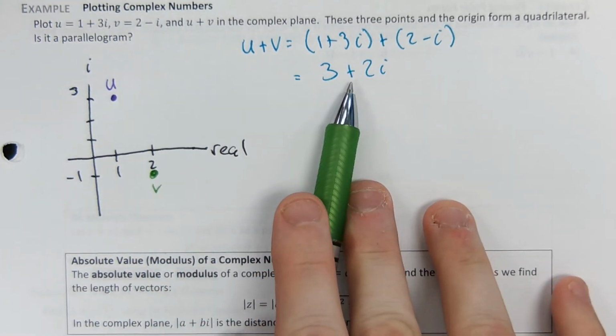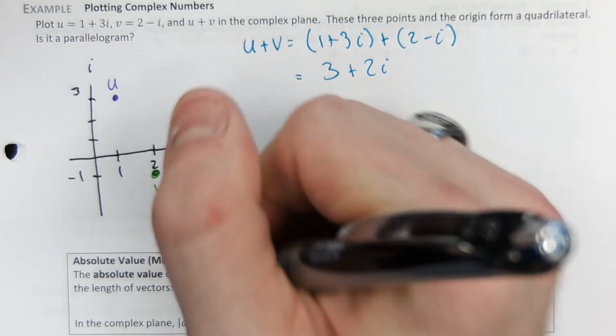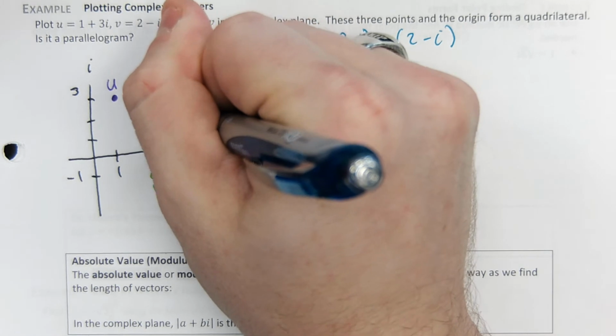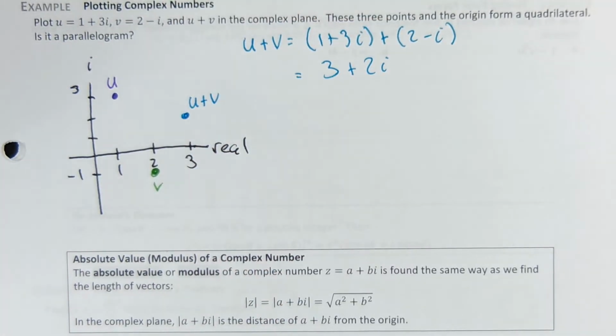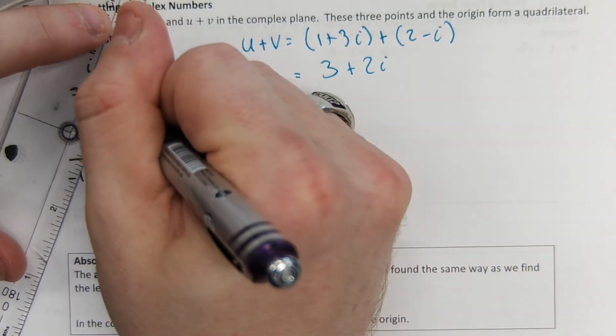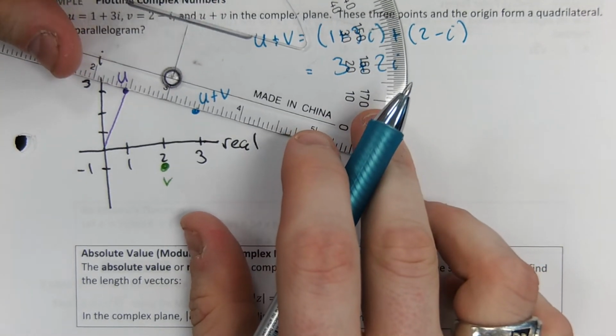We found u plus v, so I'll do that one in blue. It is at 3, 2 in the imaginary plane. Puts us at the complex plane. There's u plus v. The question asks, do these 4 things along with the origin create a parallelogram? Well, let's see. We're going to do this by finding something that can work as a straight edge. Ah, yes. I'm going to draw that line, and then I'm going to draw this line.